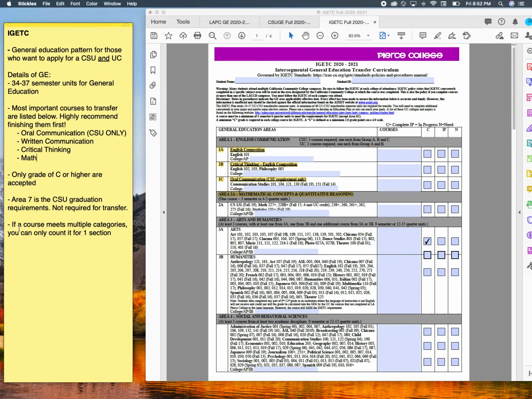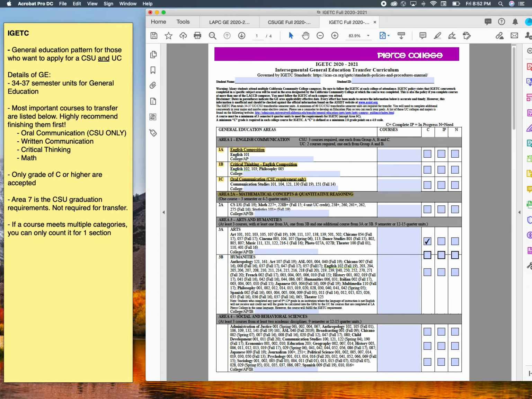If a course meets multiple categories, you can only count it for one section, okay? So that means, for instance, English 102 meets critical thinking and it also meets humanities, but you cannot double count it.